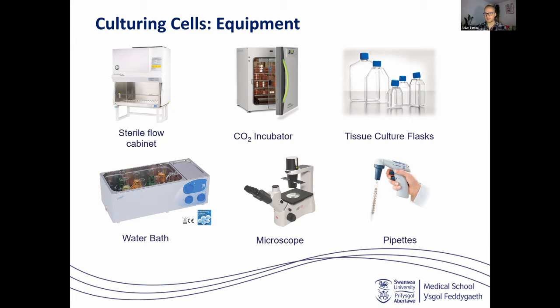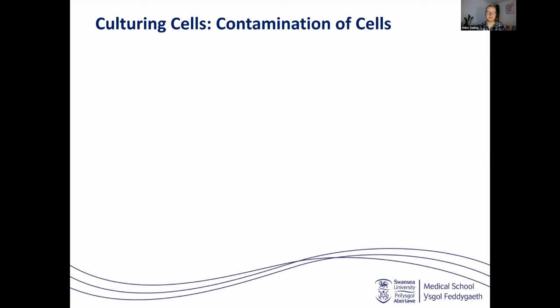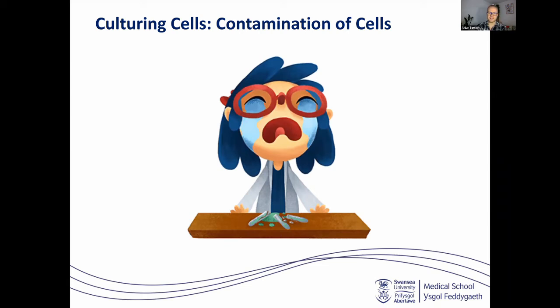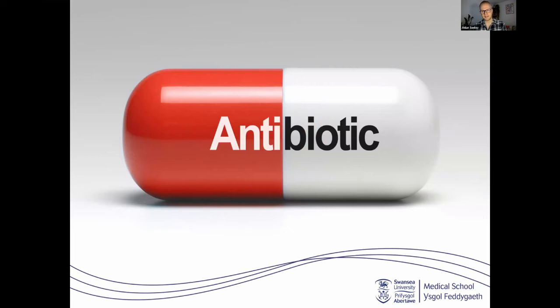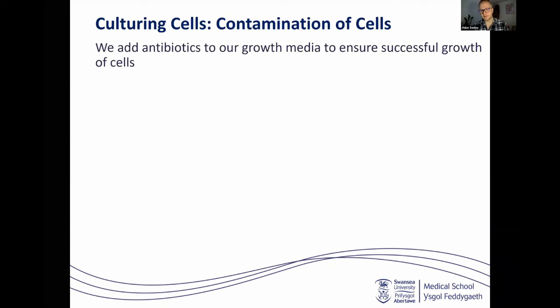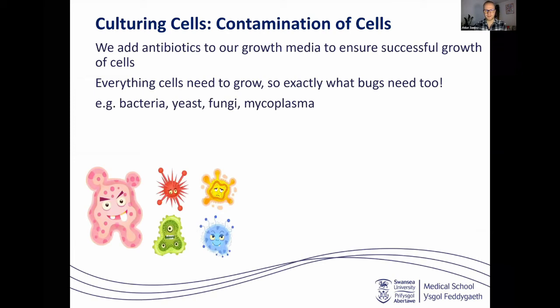Now, the dreaded fear of every scientist doing cell culture is the fear of contamination. So getting something else in your cells which isn't human, or getting other human cell lines in there if you're working with multiple cells. So contamination of cells, things like bacteria, yeast, or fungi, is the absolute dread of every scientist using cell culture. But unfortunately, it does happen, but we can minimize the risk of that by using things like antibiotics, so those streptomycin and penicillin, as I mentioned earlier on. So we add these antibiotics to try and minimize the risk of growing things that we don't want, because everything our cells need is everything that yeast and bacteria and fungi also need. So these are the absolute enemy and bane of everyone's life if you do cell culture.